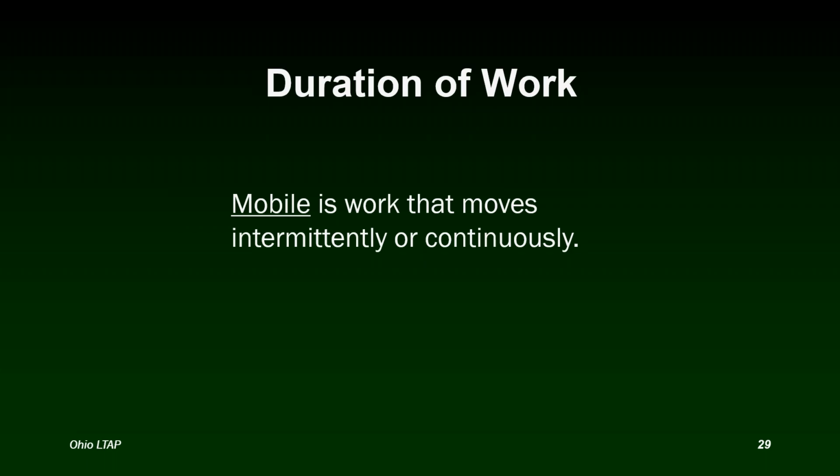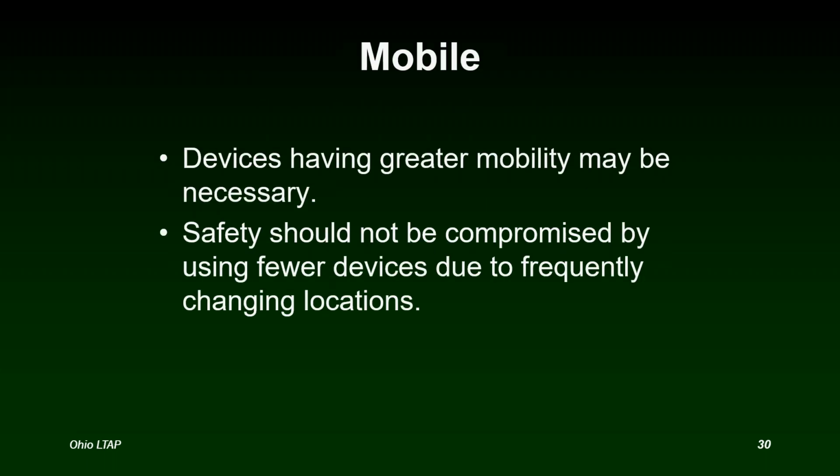So something like pavement marking striping, for instance, that's work that is moving continuously. Or sometimes pothole patching on one street or road where you have your crew walking behind the asphalt truck, filling potholes as they go along. That is mobile operations. So you need devices having greater mobility for this situation. And again, safety should not be compromised by using fewer devices due to frequently changing locations.